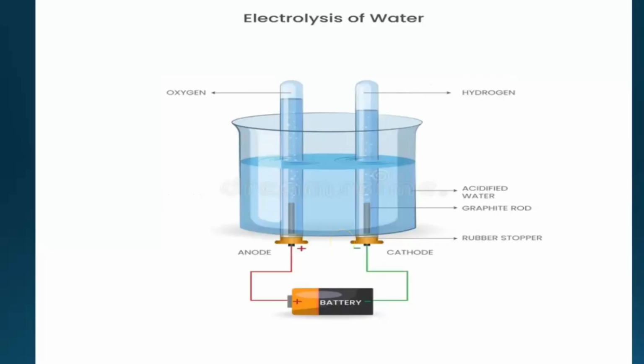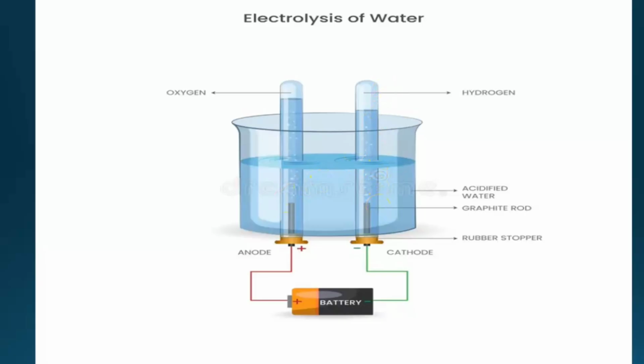And here see why we need to add this electrolyte to the water, because pure water does not carry charge due to the lack of ions. To boost up the reaction, we are adding the electrolyte, that is the sulfuric acid. So we call it acidified water. And here the graphite rods act as electrodes. In the anode region, you can see the deposition of oxygen, and in the cathode region, you can see the deposition of hydrogen. So in the anode region, oxidation takes place, and in the cathode region, reduction takes place.